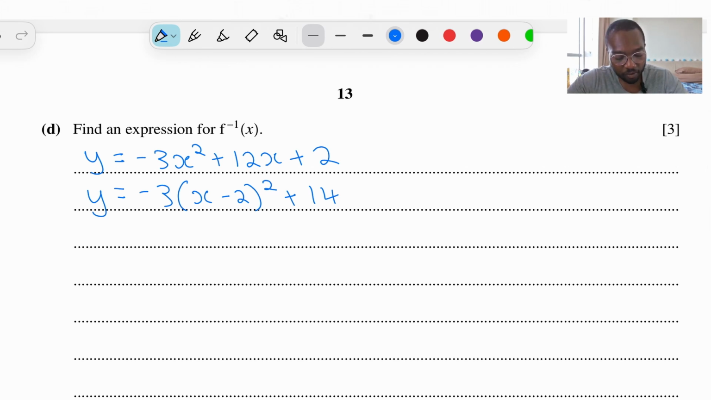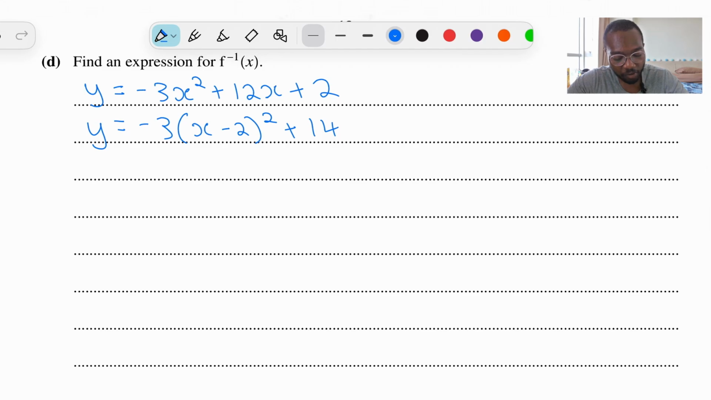So if we look at the inverse of this, what we can do is replace our x and y values. It becomes x is equal to minus 3 times (y minus 2) squared plus 14. Now we can rearrange for y, and that will give us the inverse.